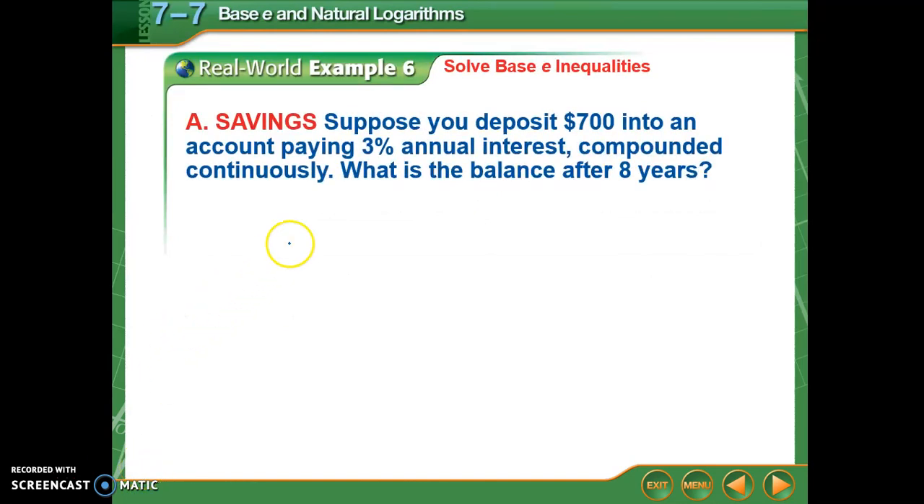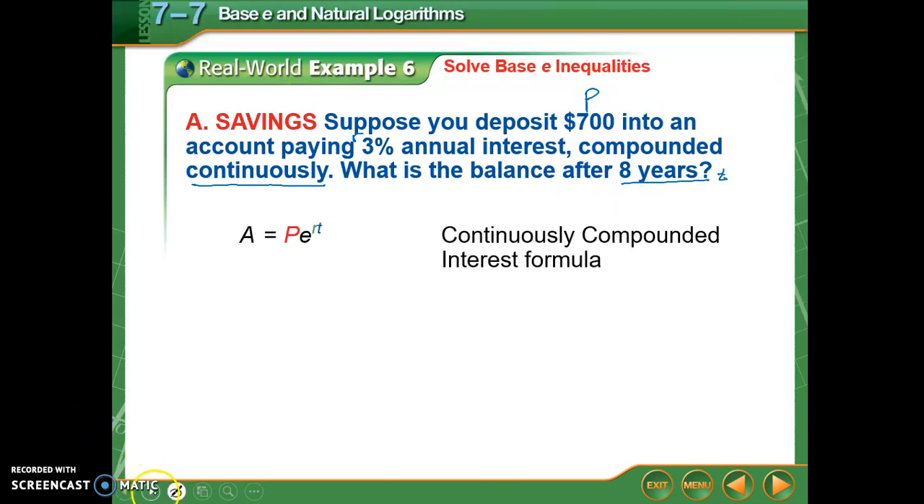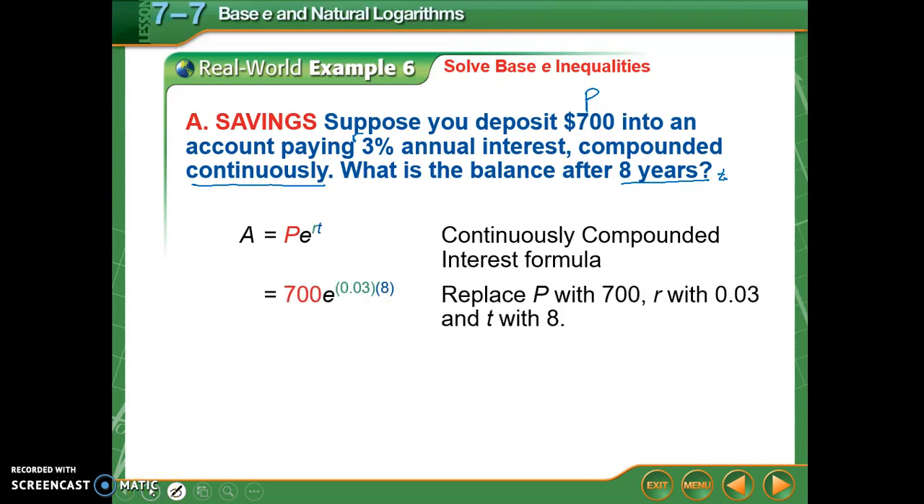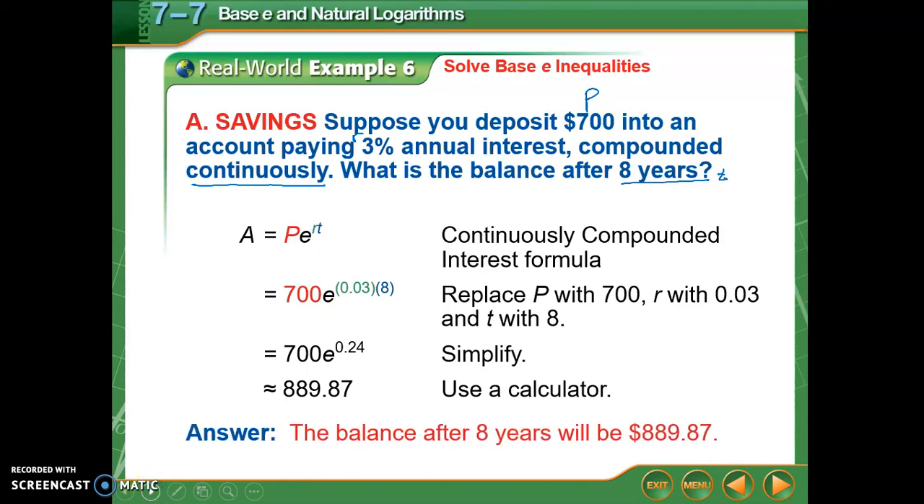So if we take a look at some examples here, I'm depositing $700, so that's going to be my principal, into an account paying 3%, that's my rate of annual interest, compounded continuously. When you see that word, that tells you you need to use the formula we just looked at, P times e to the rt. And I want to know the balance after 8 years, so that would be my time. There's my continuously compounded interest formula. So I plug 700 for P, 0.03 for r, remember we turn percents into decimals, times 8, and then we just use a calculator to simplify. So I get about $889.87 after 8 years. That's how much would be in my account.